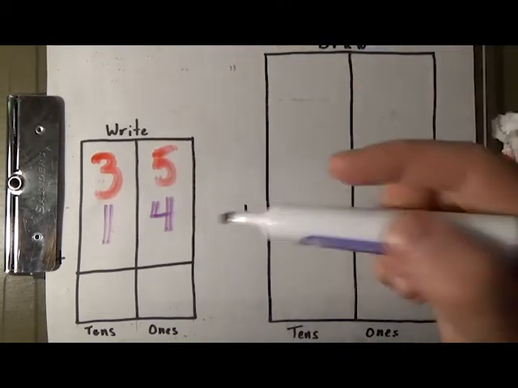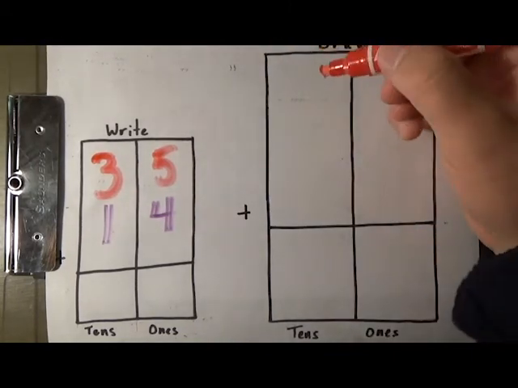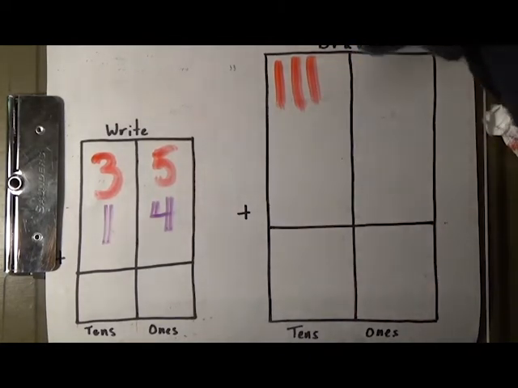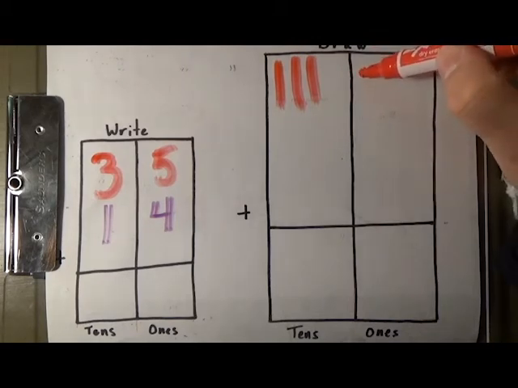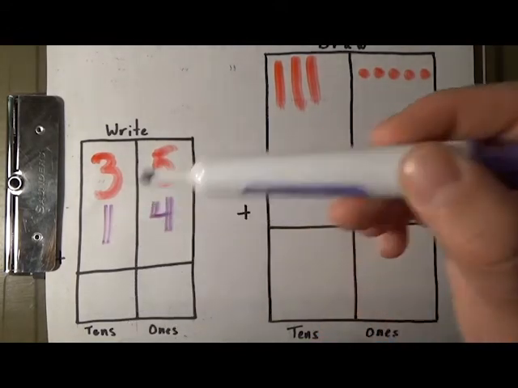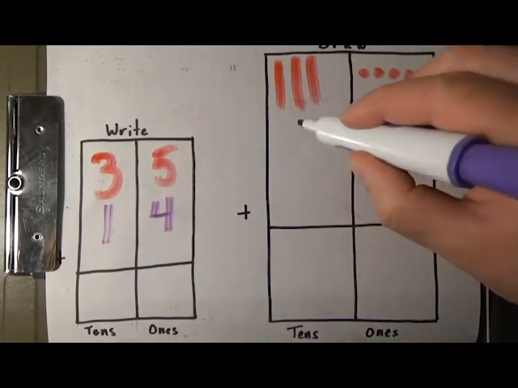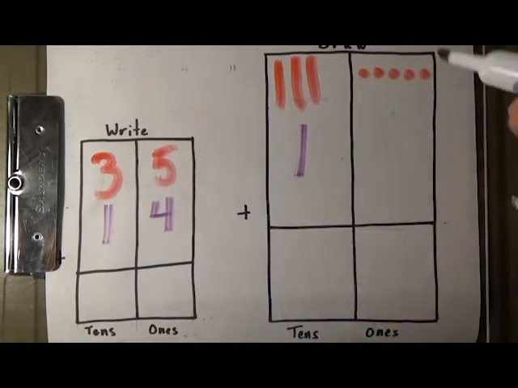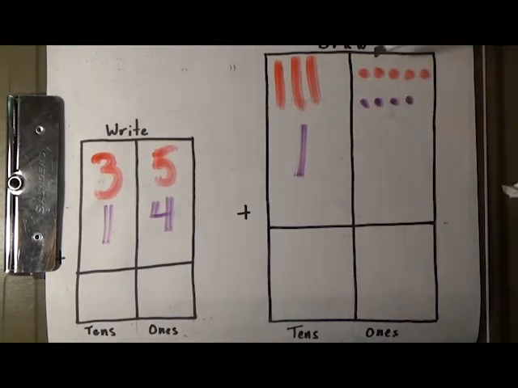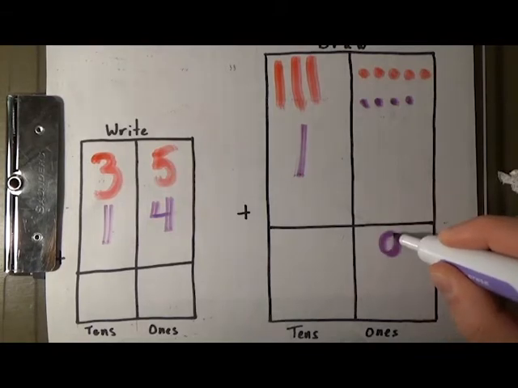So to begin, if you look at 35, we have how many tens? We have 1, 2, 3 tens. And how many ones? 5. 1, 2, 3, 4, and 5. And then in 14, we have 1 ten, and then 4 ones. All right. So we have 1, 2, 3, 4, 5 plus 1, 2, 3, 4, which gives us 9. Oh, sorry.